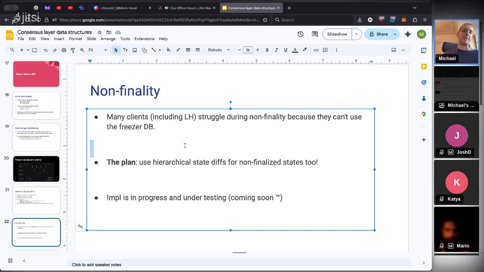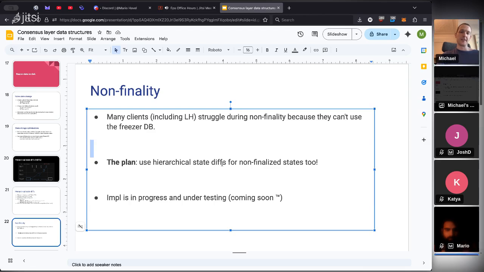But yeah, to summarize, the idea is that we use the hierarchical state diff thing, and then we tag each of those chains of diffs by the state root of the chain. So we can have multiple diffs at the same slot.